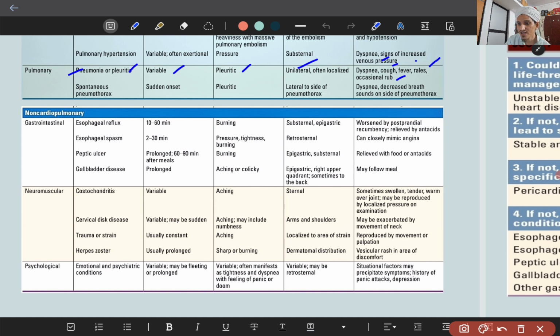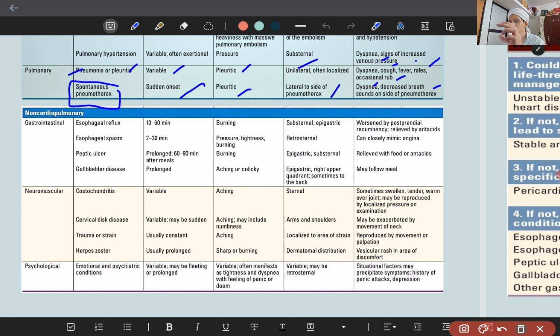And this is a very important, life-threatening cause: spontaneous pneumothorax, air between the pleura and the chest wall. Sudden onset pleuritic pain lateral to the side of pneumothorax, associated with dyspnea and decreased breath sounds on the side of pneumothorax, unilateral silent, hyper-resonant chest. Okay, so that was the cardiopulmonary causes of chest pain.